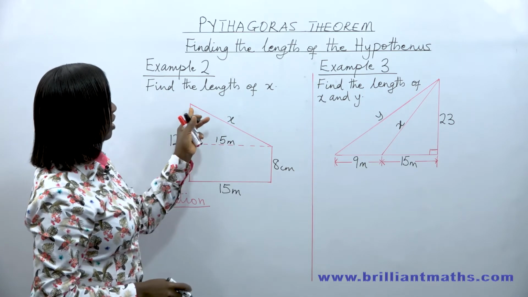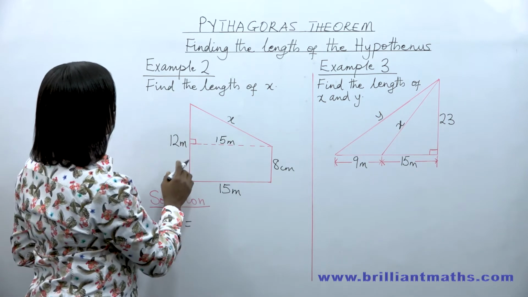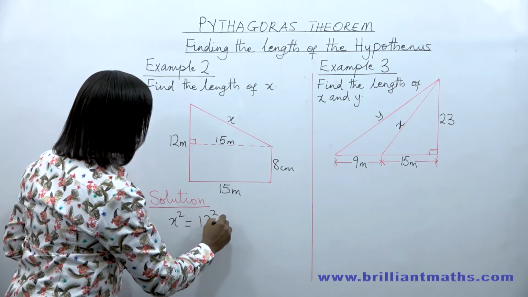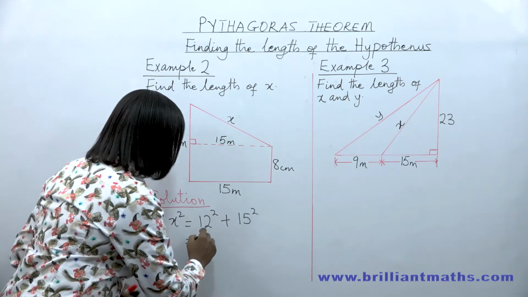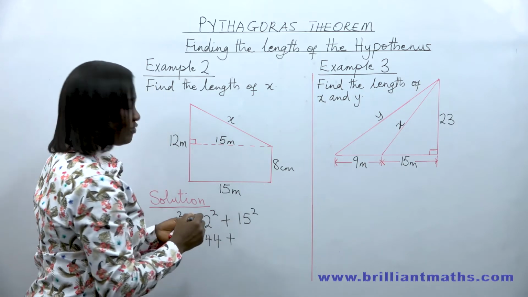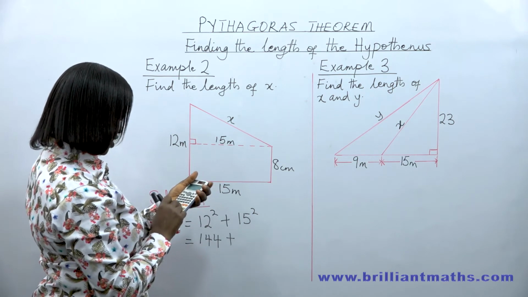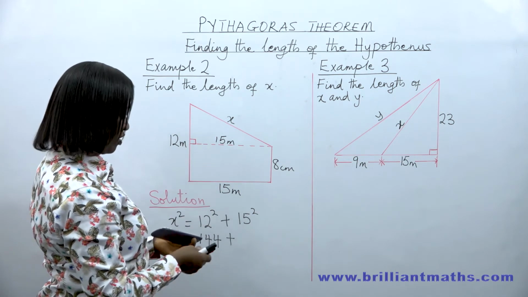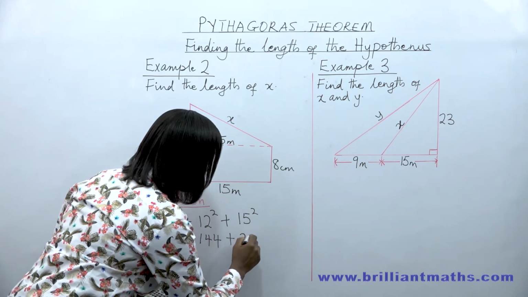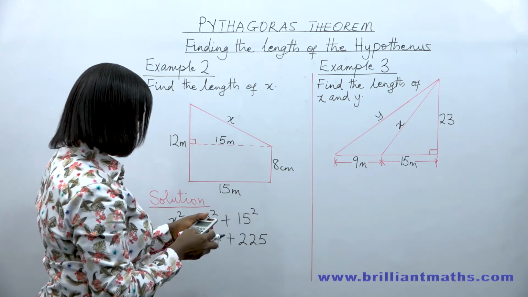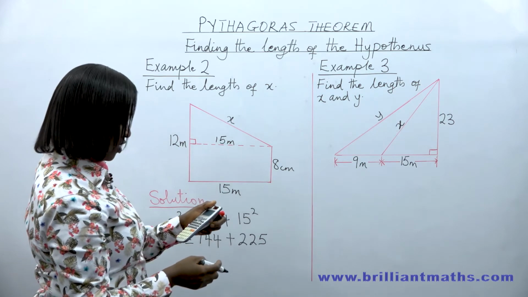So now, x squared will be equal to 12 squared plus 15 squared. 12 squared is 144. 15 squared, I'd like to use my calculator. 15 squared is equal to 225. Just wanted to make sure. So 225 plus 144 would give us 369.